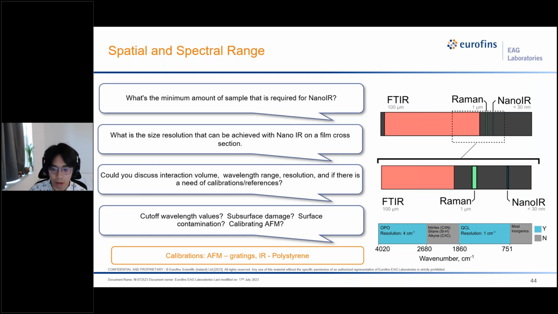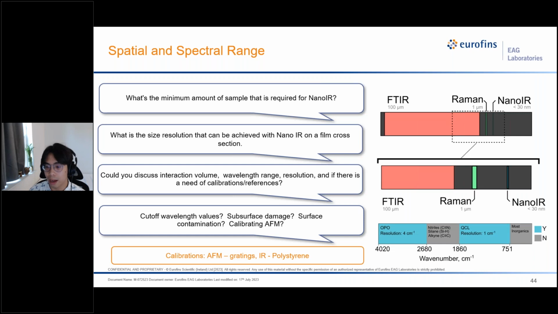But because we're using tunable lasers, we're really confined to the technology that is in place commercially in that field. So we have two separate lasers that span the range of 4020 to 2680 wavenumbers. This covers your CH, OH, and NH stretches, and we work with a spectral resolution of roughly 4 wavenumbers. Then to cover the fingerprint region, we have a QCL, or quantum cascade laser, that covers 1860 to 751, and we have a resolution of 1 wavenumber.